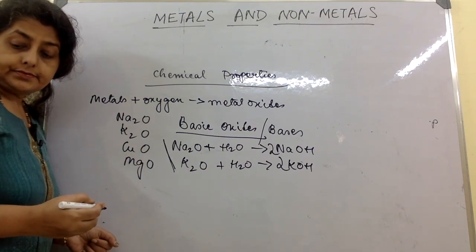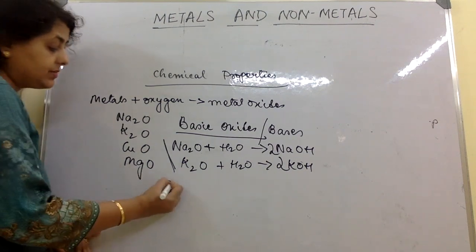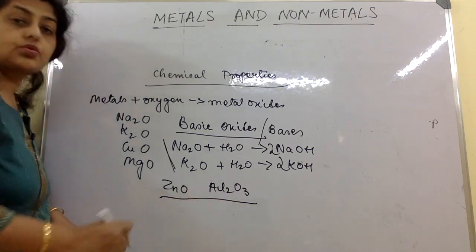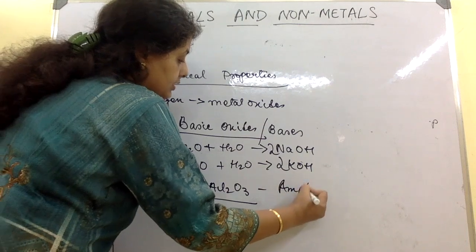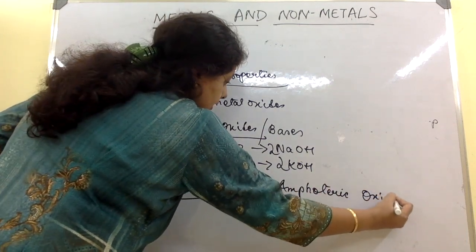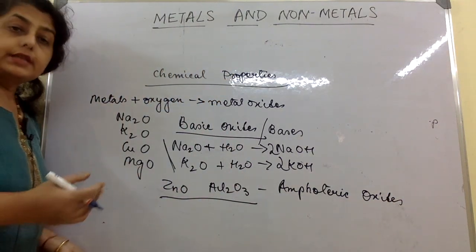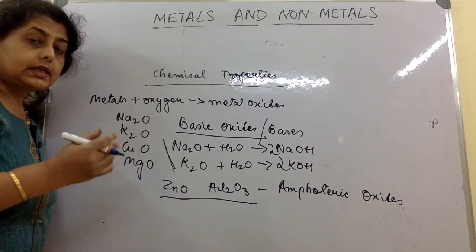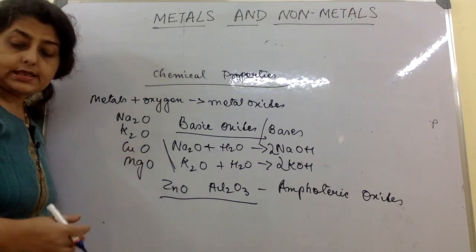Now out of these basic oxides there are a few, like one of them is ZnO and another is Al2O3. This is also a scope for an important question. These are called amphoteric oxides. If they ask for examples, you should say ZnO and aluminium oxide. Why are they amphoteric? They have the acidic as well as the basic properties. They behave as an acid as well as a base. I'll tell you exactly why.